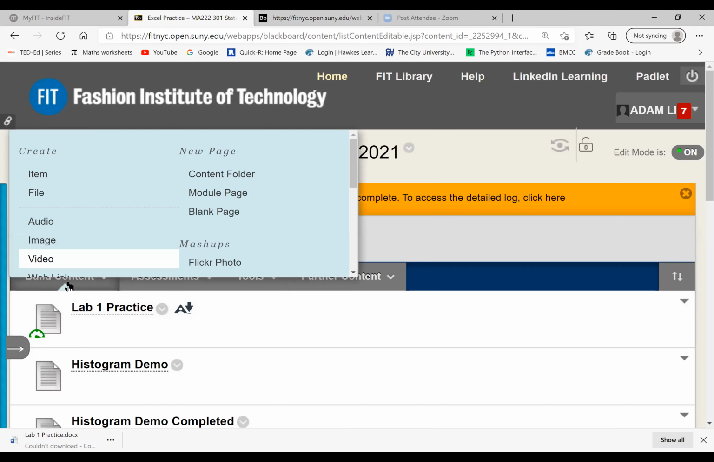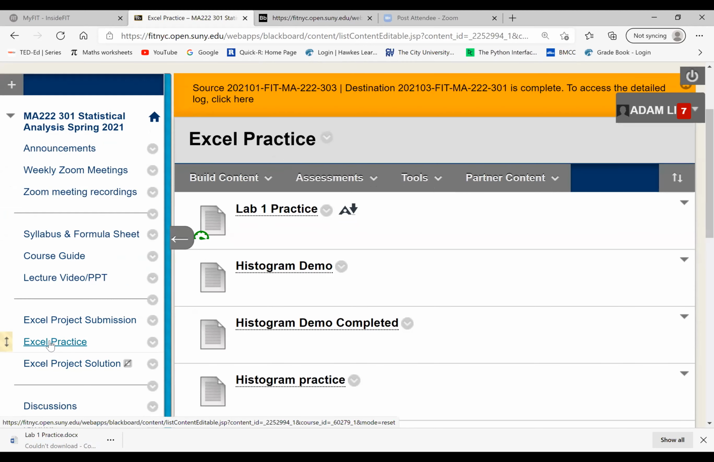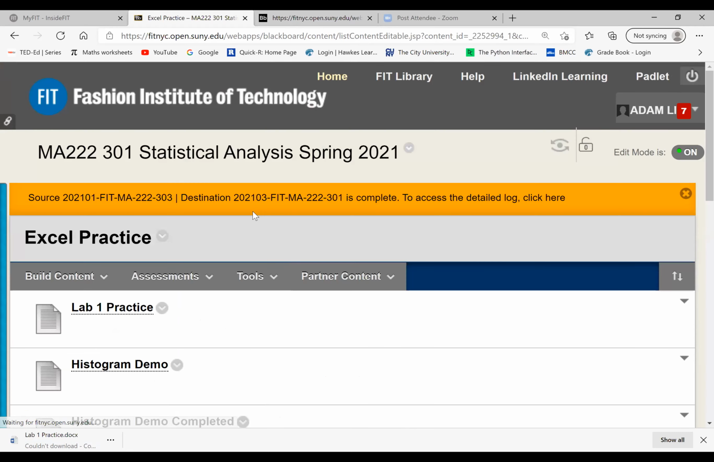Let's open it, and first of all, take a look at a question really quickly before we get started. Professor, where can I find the Lab One practice? Yeah, it's right here, under the Excel practice. Okay, got it. And the Lab One practice. Okay, very good. Open that and quickly go over that before we get started.